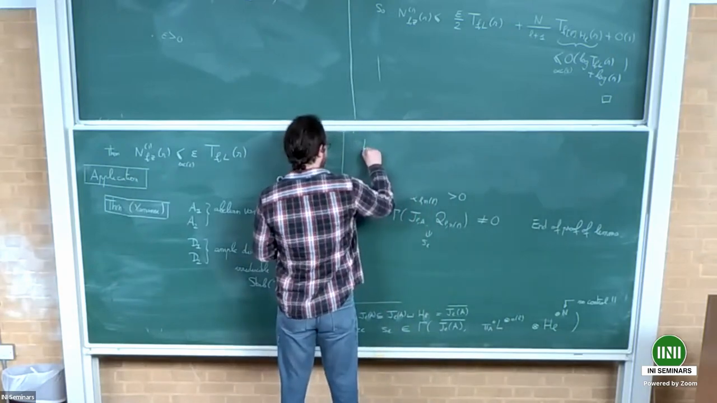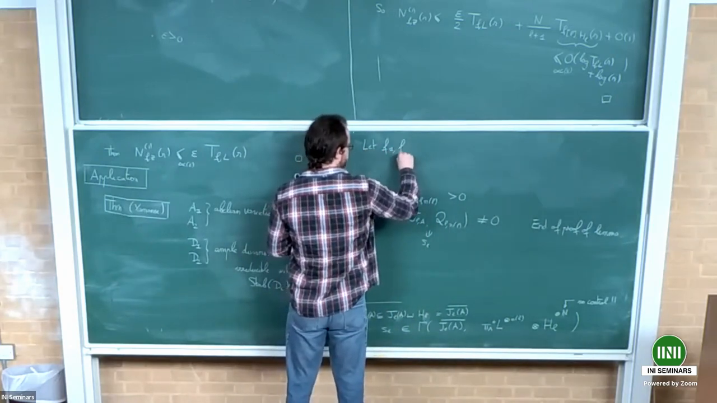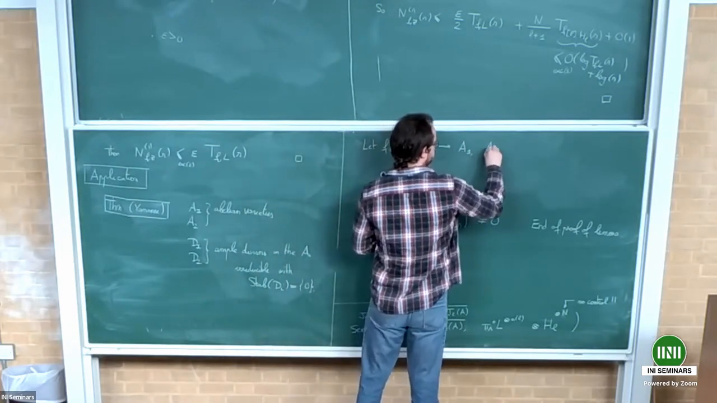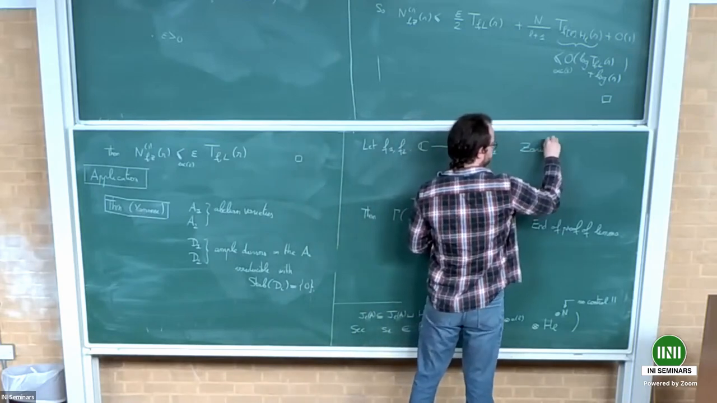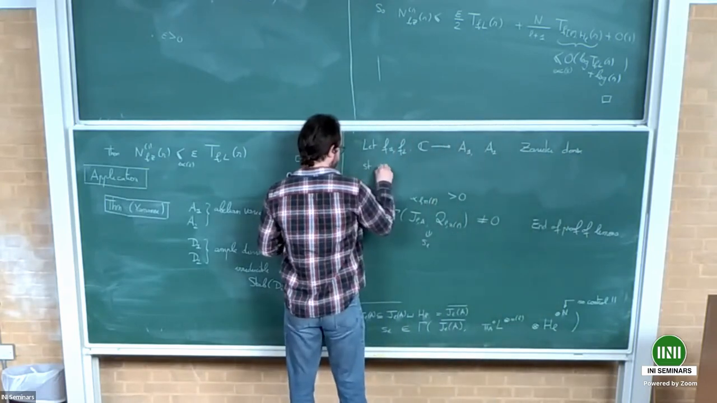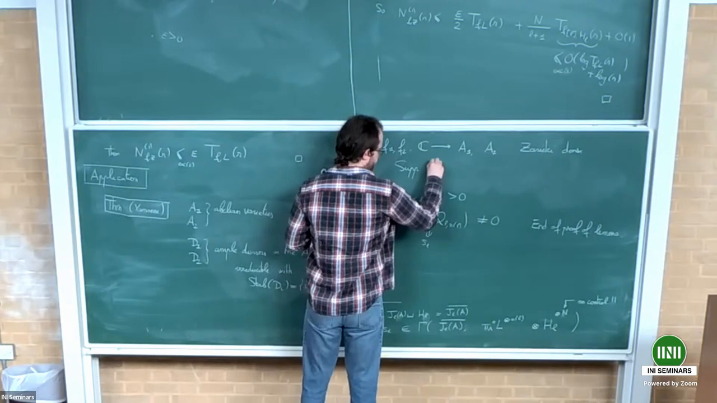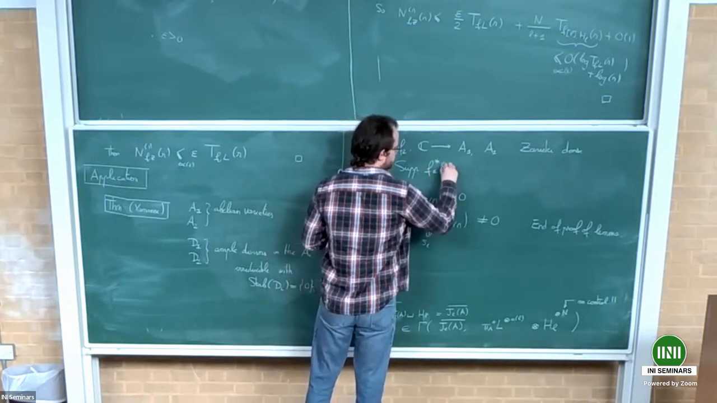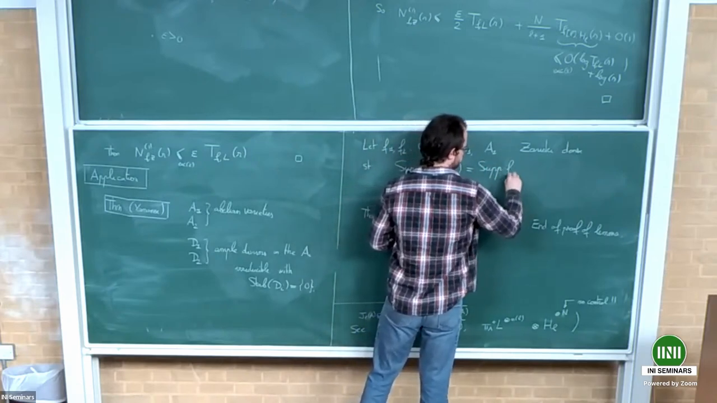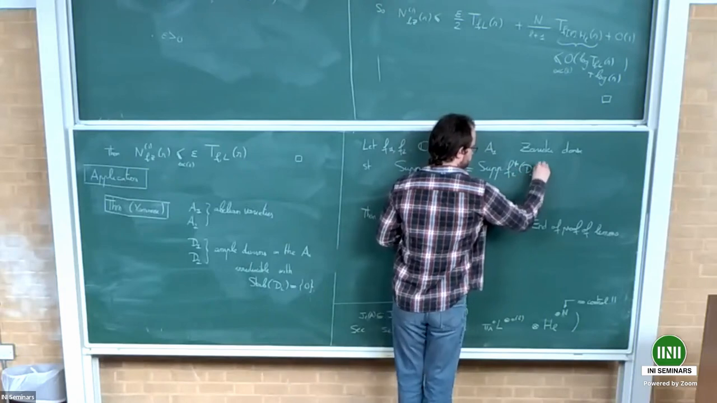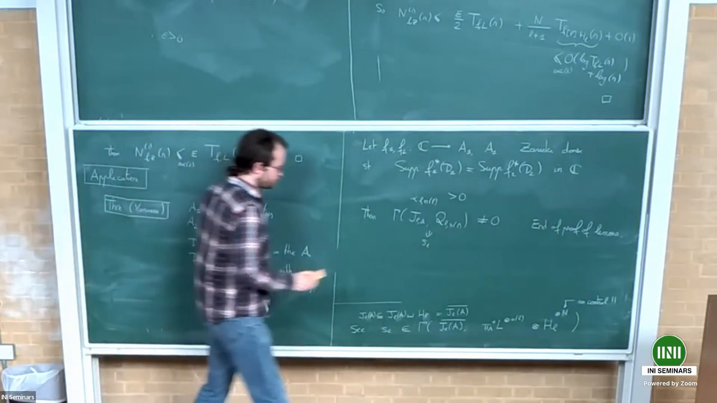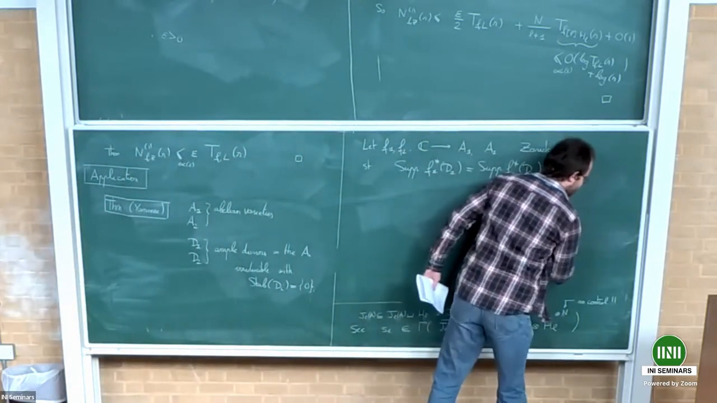So what is this unicity statement? Assume now that you are given two Zariski dense entire curves, F1 and F2 from C, such that if you pull back these two divisors, then you get the same support inside C. Okay, so it doesn't seem too strong, but what is the conclusion of the theorem?